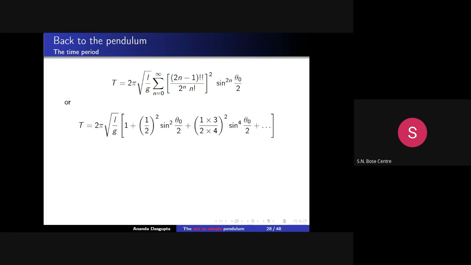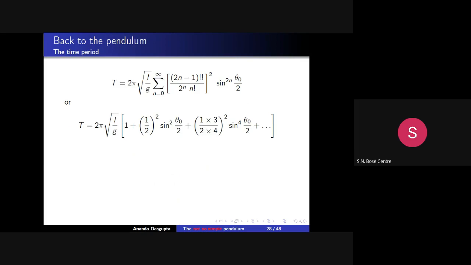I've just replaced k by its original value. It was 2n that was there, that's fine. But this is not really that difficult to figure out, because when n is 0, that's the leading term, what you get is just 1. For n equals 1, you get 1 by 2 whole square. For n equals 2, you get 1 into 3 by 2 into 4 whole square. For n equals 3, you get 1 into 3 into 5 by 2 into 4 into 6 whole square, and so on. So this is a series that you get, and the first term is what you call the pendulum formula, T by root over L by g, right? So these are the additional corrections you get because of the finite amplitude.